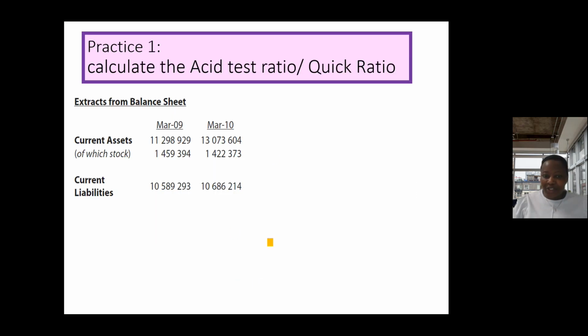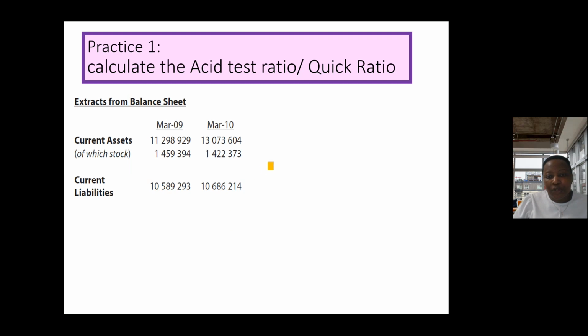Okay, now let's try this. Do you want to pause the video and try this? You're looking to calculate the acid test or quick ratio. We've been given the current assets for 2 years. This was the same question we attempted the first time. So here's the current assets, here's the current liability, current assets and current liability for 2010 as well, and you have the stock element. So pause the video now and calculate the acid test ratio.